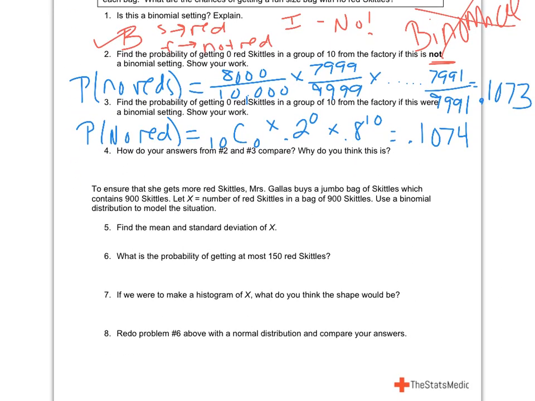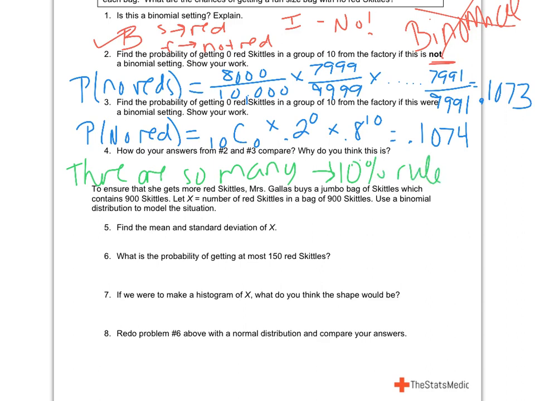So looking at number 4 here, how do your answers from number 2 and number 3 compare? Okay, they're really, really close to one another. And the reason why that will work is because there are so many Skittles. Because there are so many Skittles, it doesn't really matter when we take one of them away. So when our probability goes from out of 10,000 Skittles to out of 9,999, it doesn't really impact it when we take one away because there are so many Skittles. And this is called our 10% rule.